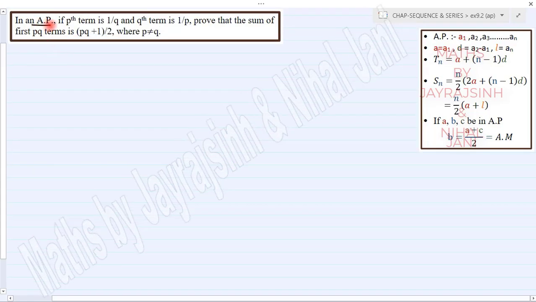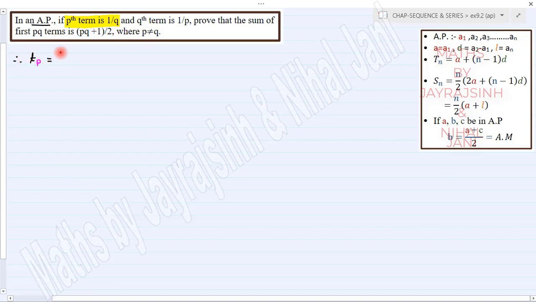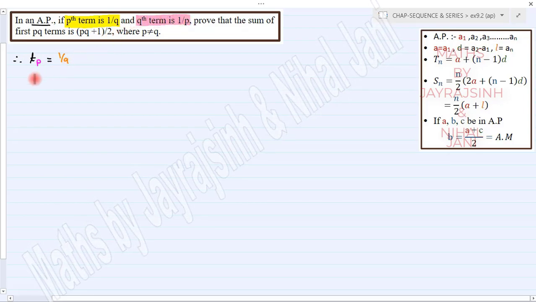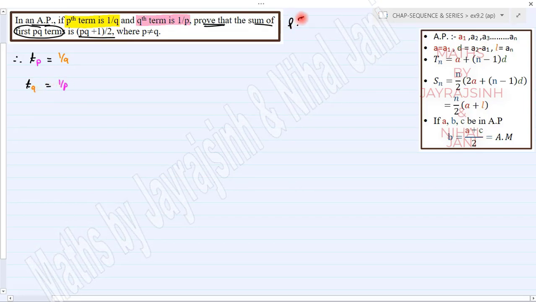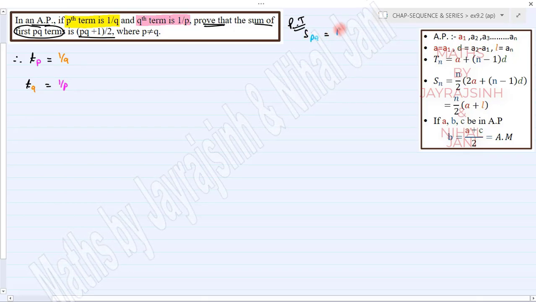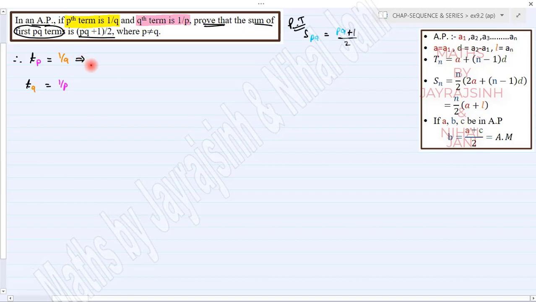Here we have one question of AP, and it is given that the pth term is 1 upon q. That means Tp is equal to 1 upon q and the qth term is 1 upon p. So Tq will be 1 upon p, and we have to prove that the sum of first pq terms is (pq plus 1) by 2.